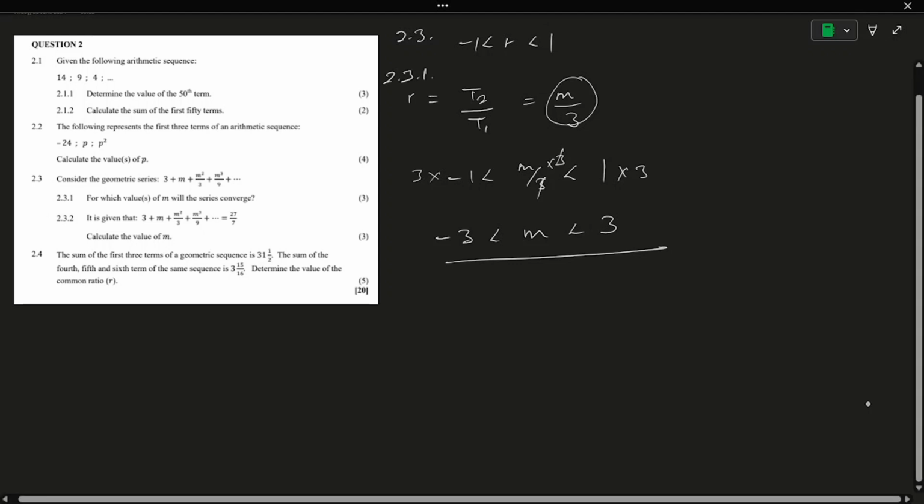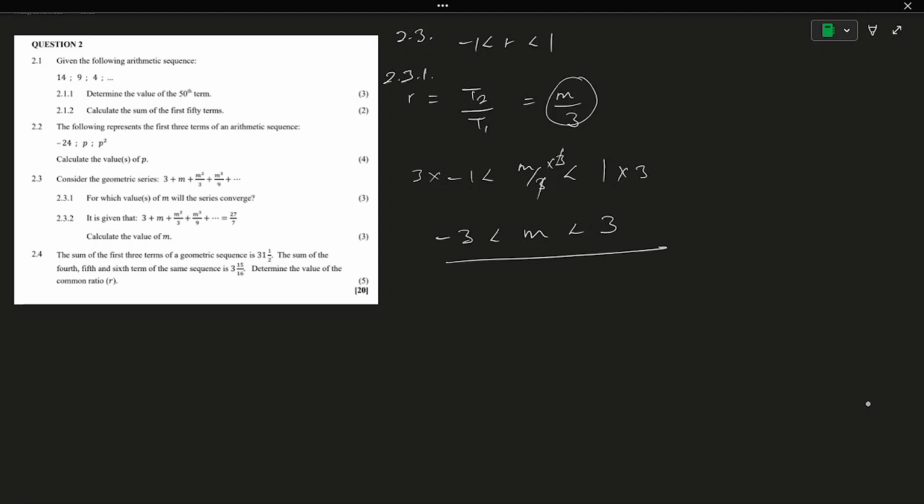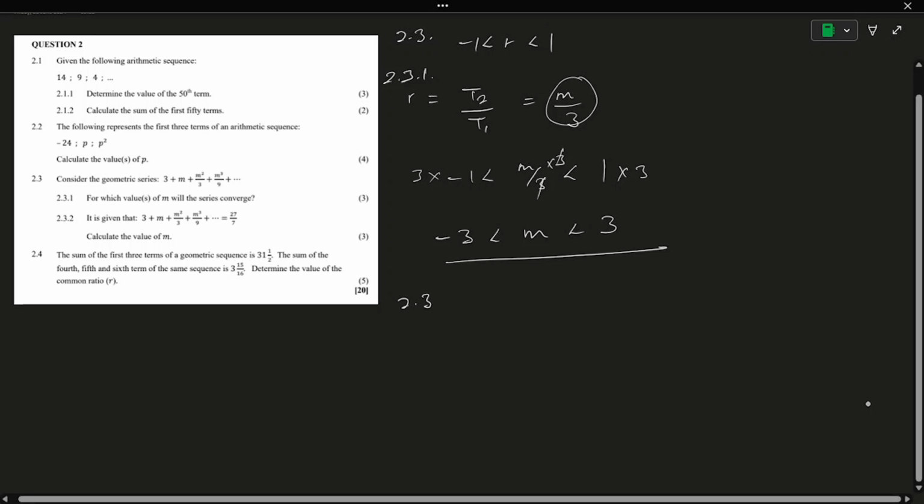Question 2.3.2 says it is given that 3 plus that, so we are given the same series, but this series now adds up to 27/7. Each and every geometric series that converges always has a sum to infinity. So in other words, to solve 2.3.2, we are going to sum to infinity and say a divided by 1 minus r, like that.